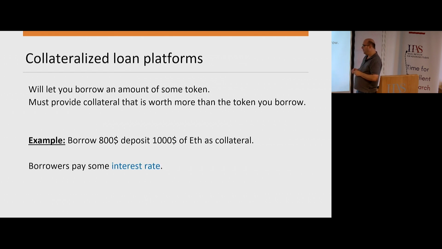And then the borrower still pays interest. So we think of it as a loan. What's the difference here? Let's contrast it with the previous mechanism. In the previous mechanism, we gave Ether and we got US dollars and we're done. Here, I give Ether and I get US dollars as well, but now I have to pay interest.